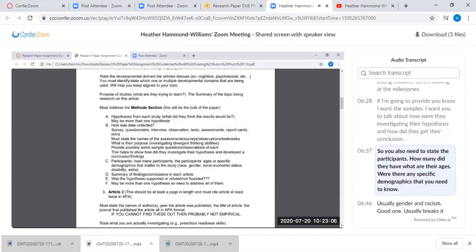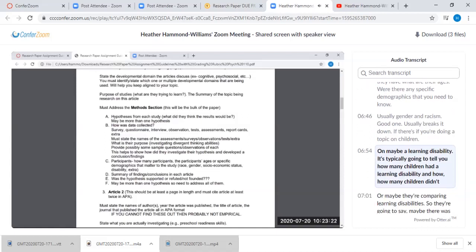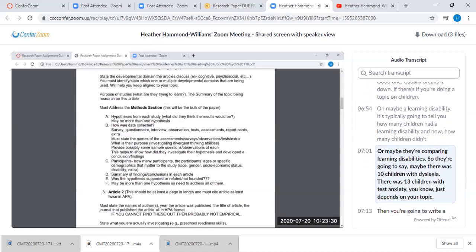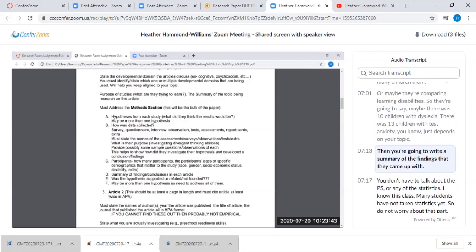So you also need to state the participants. How many did they have? What are their ages? Were there any specific demographics that you need to know? Usually gender and race is a good one. It usually breaks it down. If you're doing a topic on children with maybe a learning disability, it's typically going to tell you how many children had a learning disability and how many children didn't. Or maybe they're comparing learning disabilities. So they're going to say maybe there were 10 children with dyslexia, there were 13 children with test anxiety, it just depends on your topic. Then you're going to write a summary of the findings that they came up with.